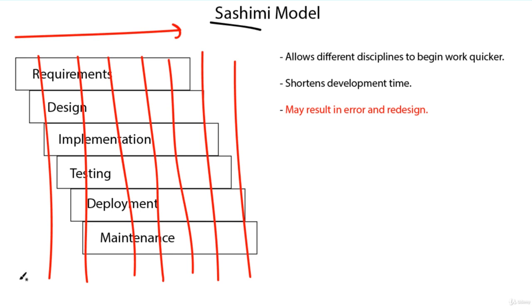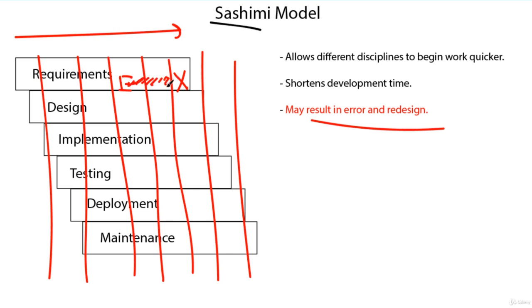Now, the issue that we might have with this is that it may result in error and redesign. What this means is, just like with the waterfall model, if we find an error at some point, we're going to have to go all the way back. And the error is more prevalent in this situation, because we haven't finished the requirements or the design yet by the time we're implementing and testing. Which means over here, we might find something that needs to be completely reworked, and everything back to maybe like this over here needs to be reworked.